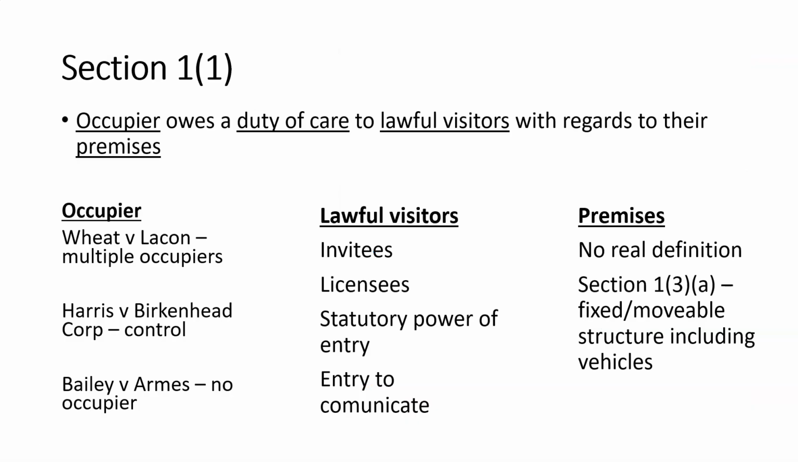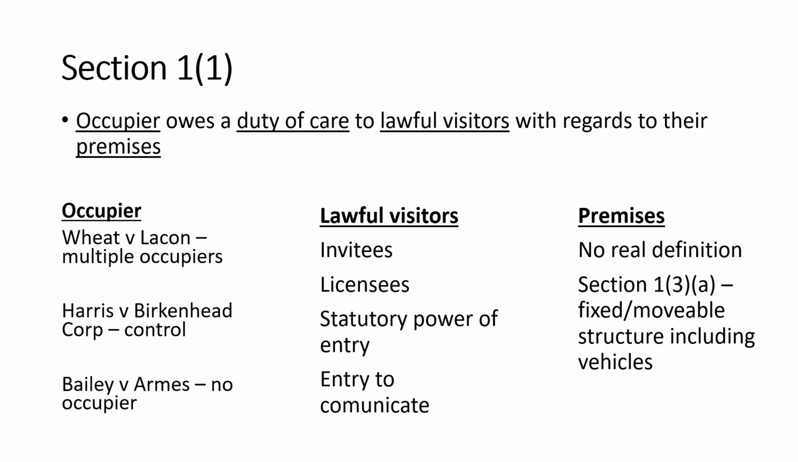So starting off, section 1.1 basically states what the main law is under occupiers liability, and this is that an occupier owes a duty of care to lawful visitors with regards to their premises. And I've underlined certain bits there which we're going to need to go through because we need to define what those are. But let's just go through that again. An occupier owes a duty of care to lawful visitors with regards to their premises.